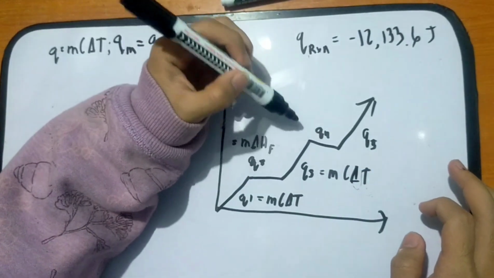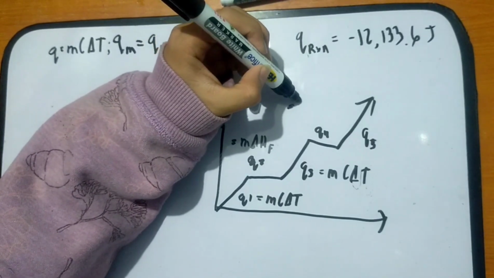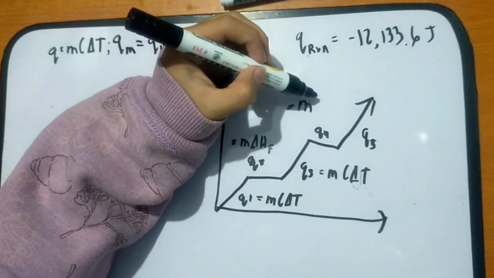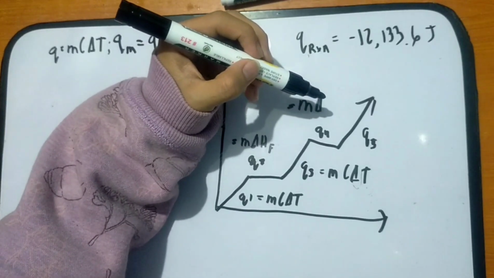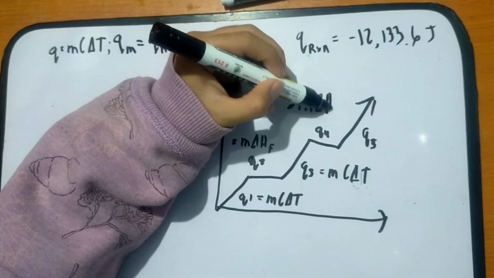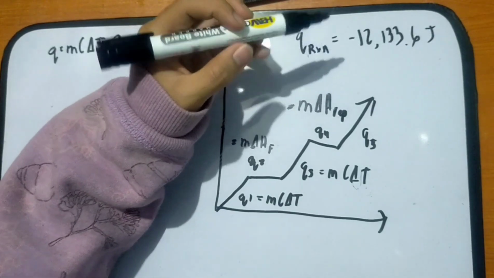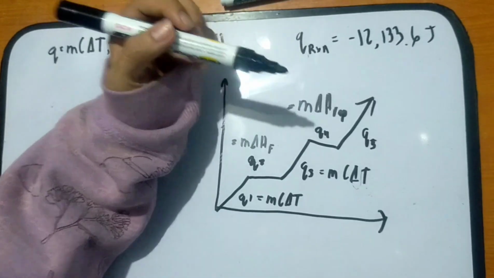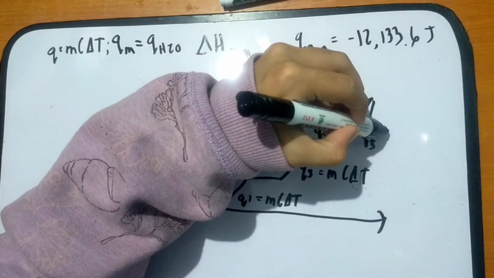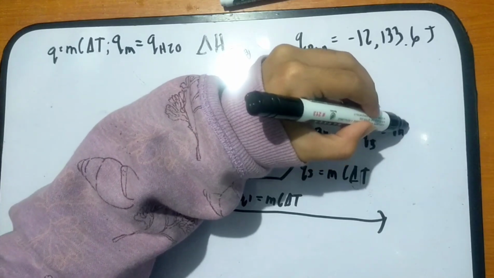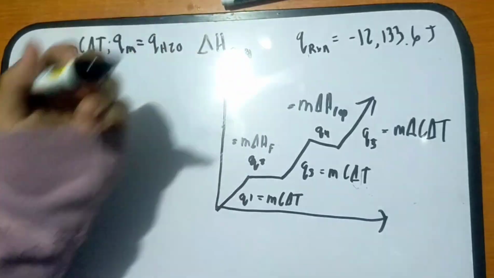Then, here naman is yung enthalpy change niya. So, equal siya sa M, then the enthalpy change of vaporization naman siya. I'll explain later bakit vaporization. And here, next, is the MCAT ulit. It's equals to M triangle cat. Okay?